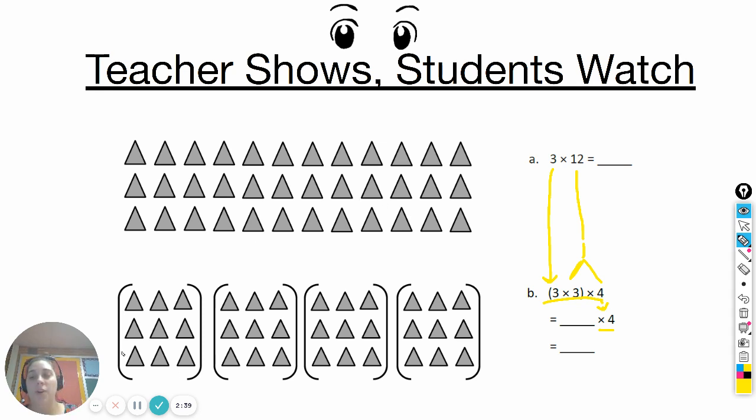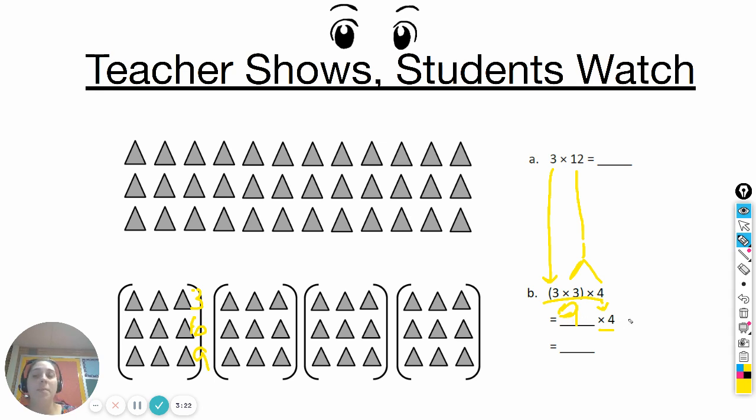Well, how many triangles are in each parentheses? There's 3 rows of 3, so we can skip count by 3s. 3, 6, 9. So each one of those smaller arrays has 9. So what we did is we changed 3 times 12 into 9 times 4. We do know how to multiply by 9s. We do know how to multiply by 4s. We do know how to multiply by 3s up here, but we haven't multiplied by or skip counted by 12. So what we did is we really just used the associative property to change it into an easier problem.